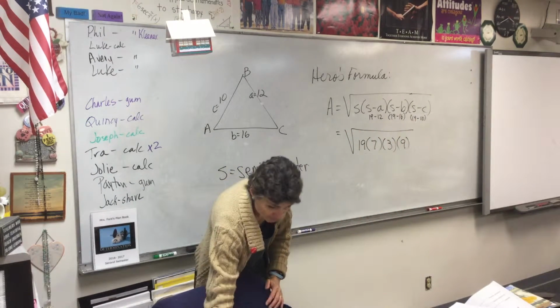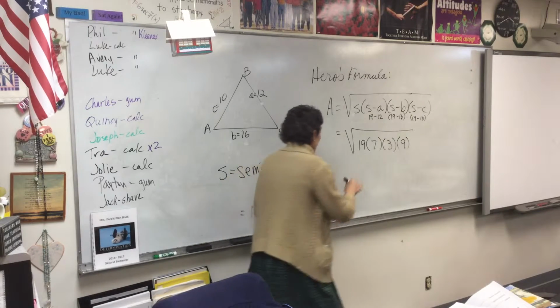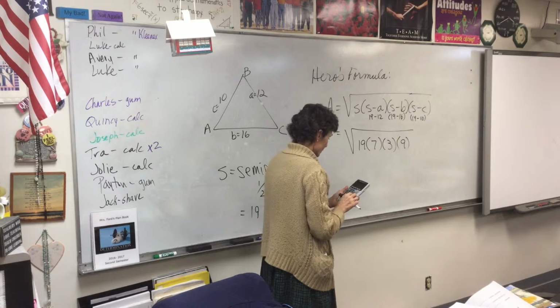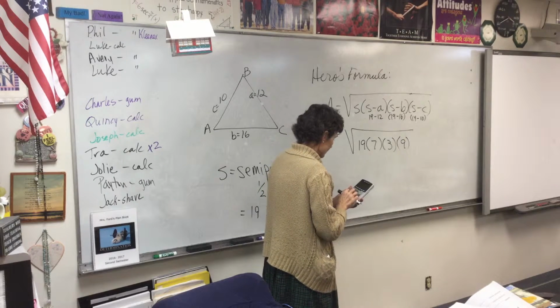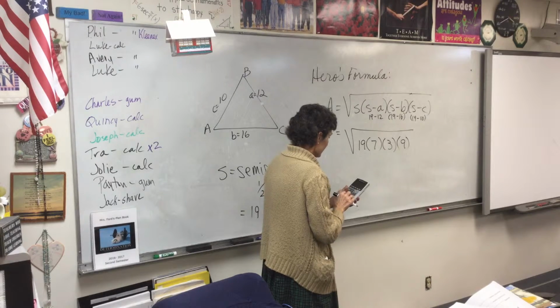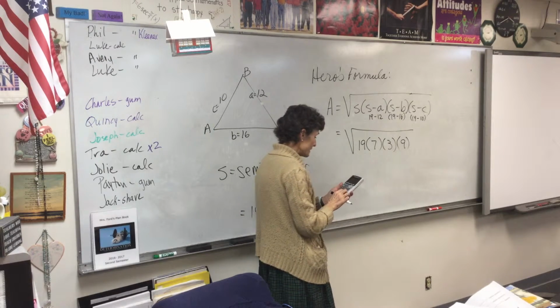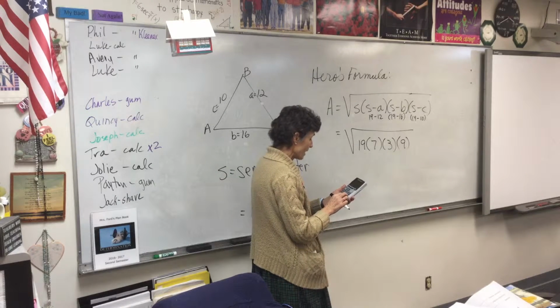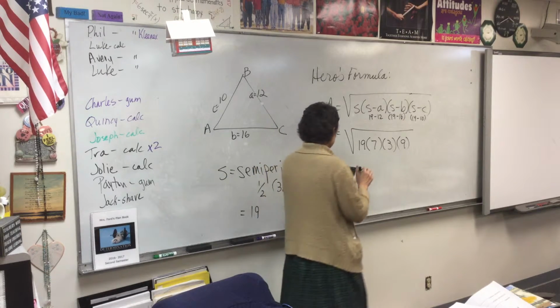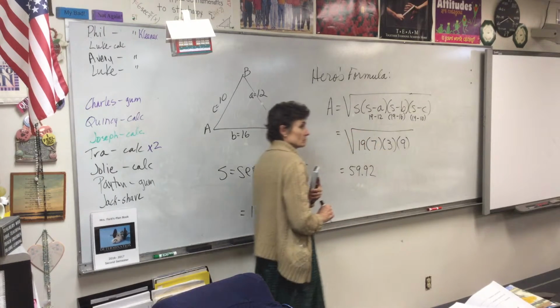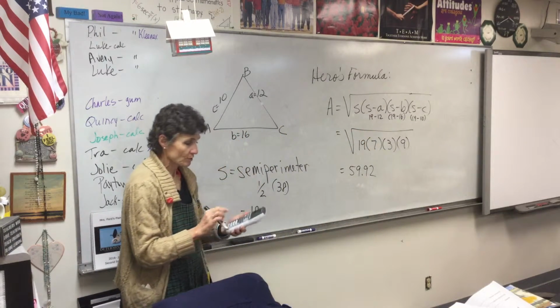Now, take out your calculator. Take the square root of 19 times 7 times 3 times 9, and my answer came out to be 59.92. Tell me if you matched.